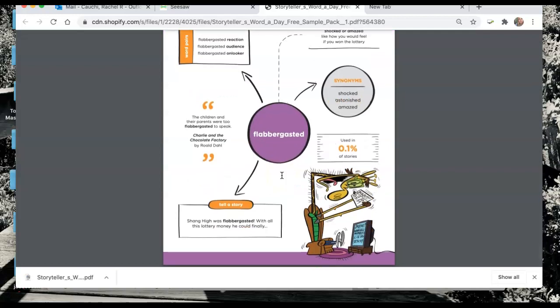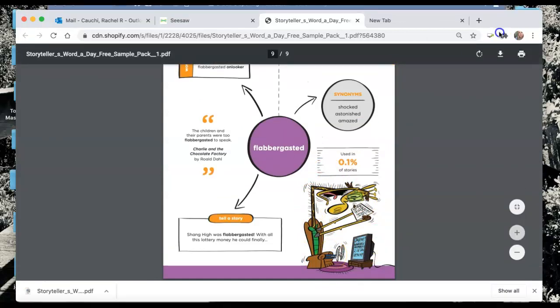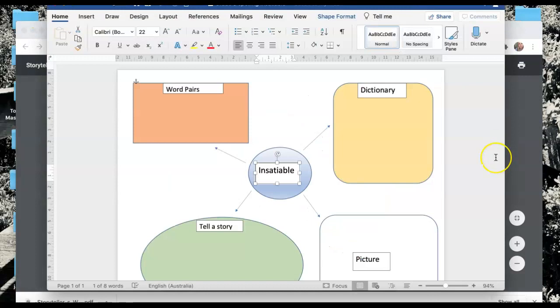Let's scroll down here. In this little box down here that says tell a story, you're going to use your word in a sentence. So it says here that Shanghai was flabbergasted with all this lottery money he could finally, and then you continue on. So you're just going to write your word in a sentence that makes sense. Over here we have a picture of the word. Now let me show you what that looks like for you. This is your template.